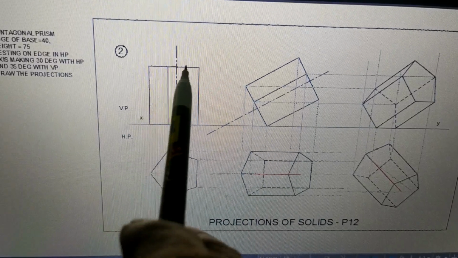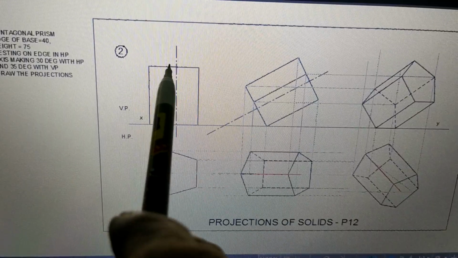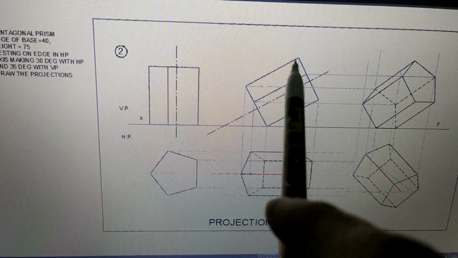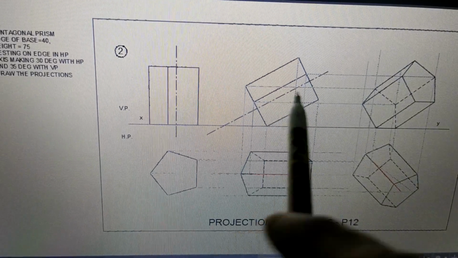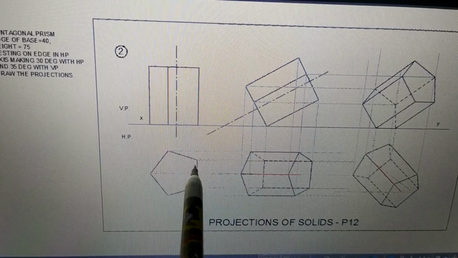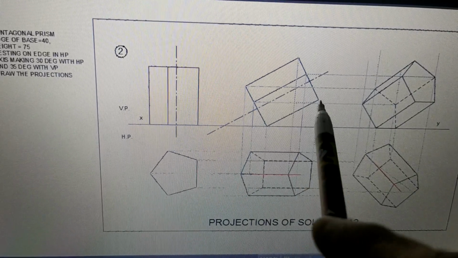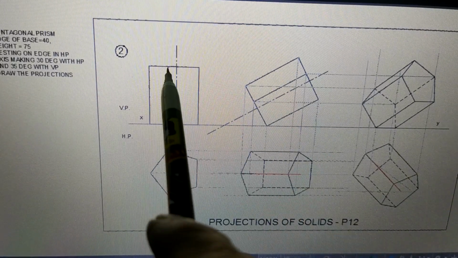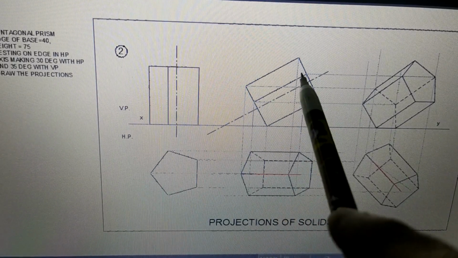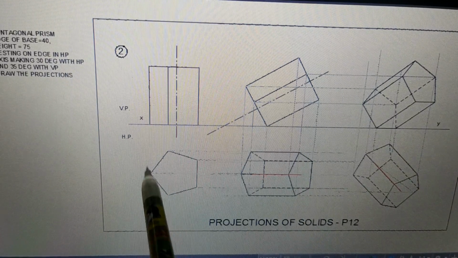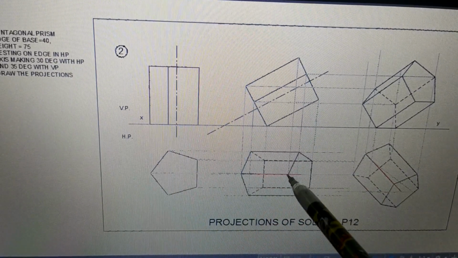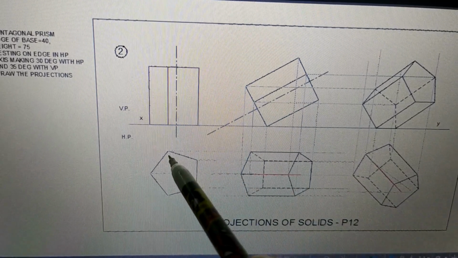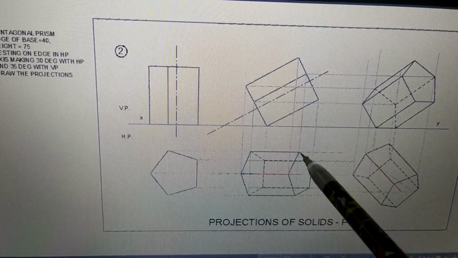Now there is one more pentagon here, named 1, 2, 3, 4, 5. This pentagon 1, 2, 3, 4, 5 you have to show here. Since 1 is here, therefore 1 is here. 2 is here, therefore 2 is here. 3 is here, therefore 3 is here when you project. 4 is here, so project 4, 4 is here. 5 is here, project 5, 5 is here.